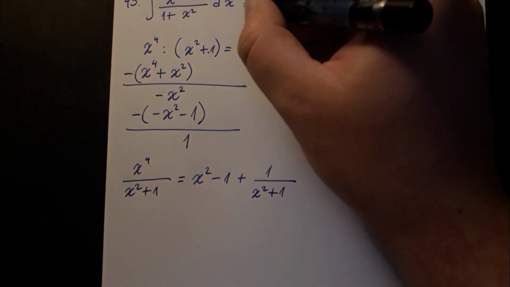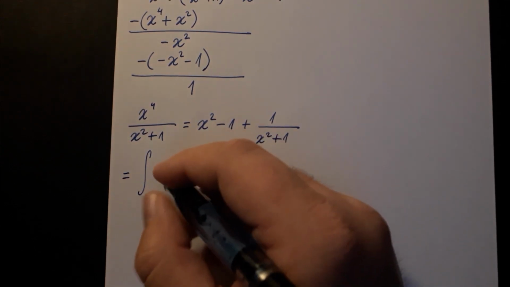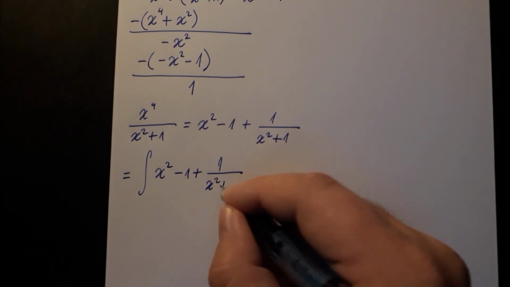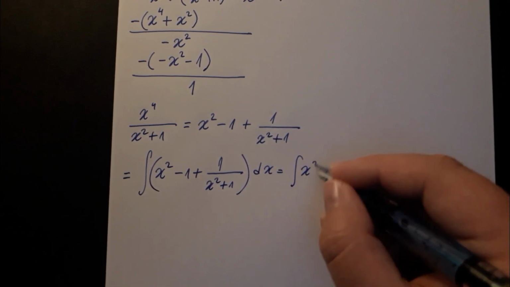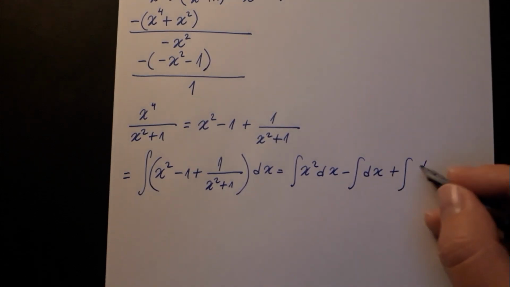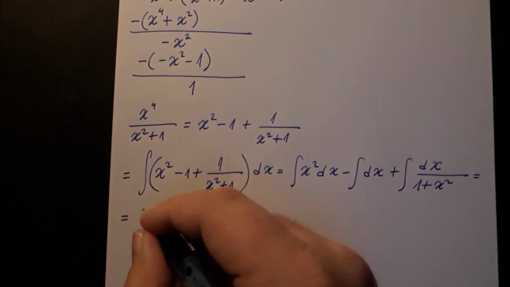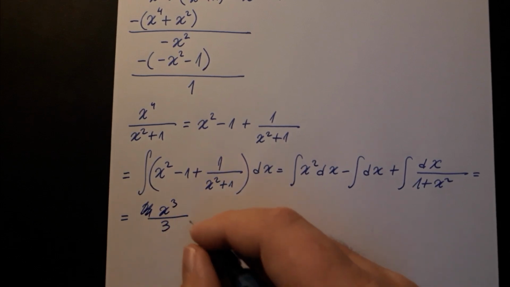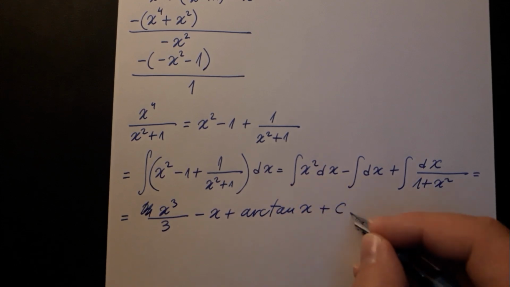And when we return this into the integral which we started from, we get that this integral is equal to an integral of x squared minus 1 plus 1 divided by x squared plus 1 dx. This is an integral of x squared dx minus an integral of dx plus an integral of dx divided by 1 plus x squared. This is then equal to x cubed divided by 3 minus x plus arctan of x plus c.